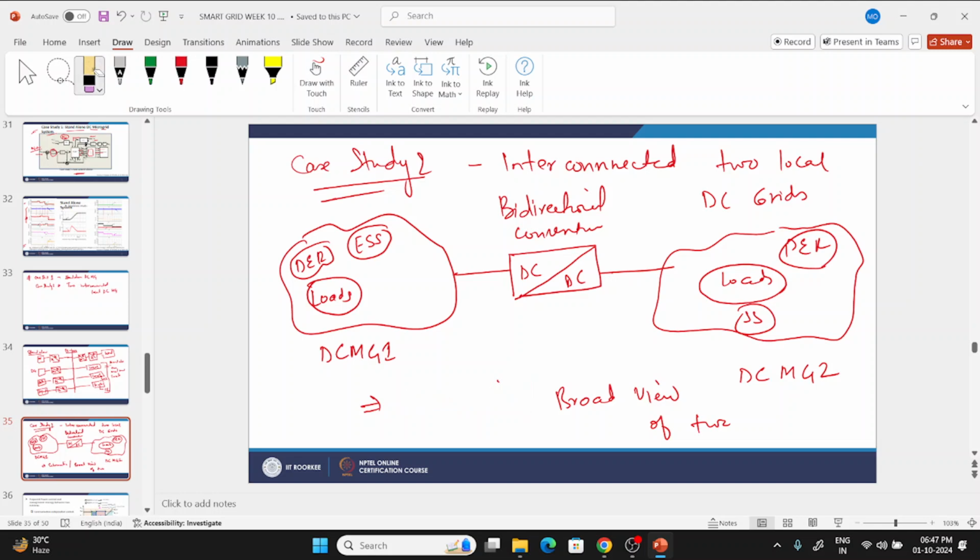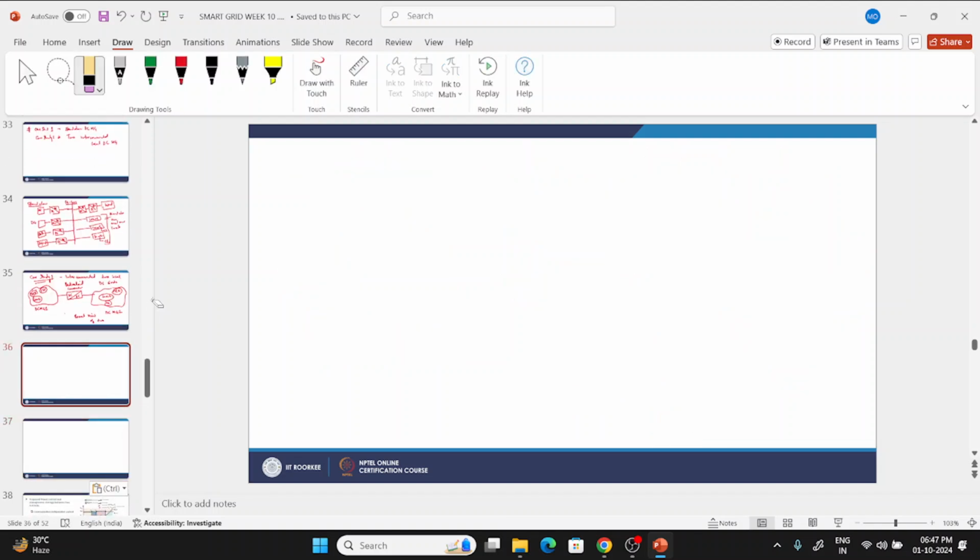Okay. But in reality, how they are connected, I will show you. So in reality, how they are connected, this is a DC bus. Okay.